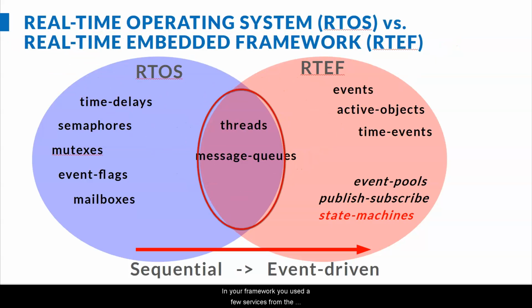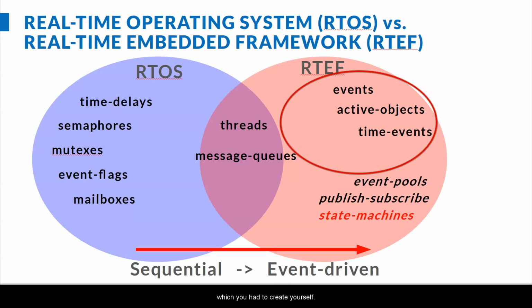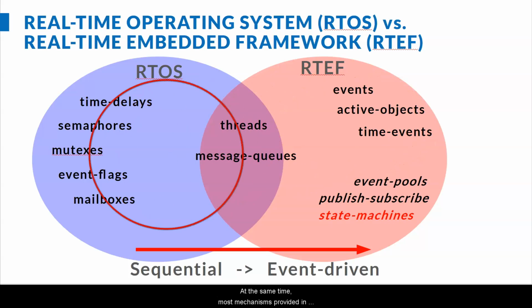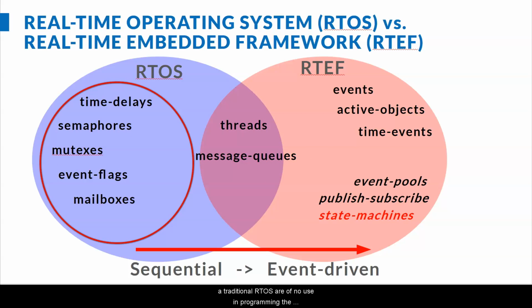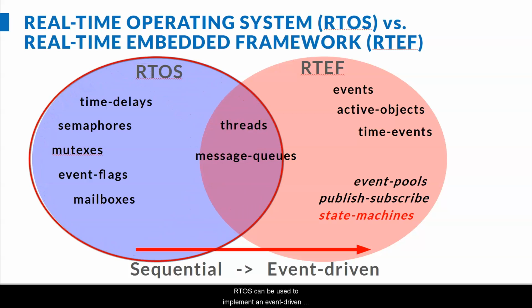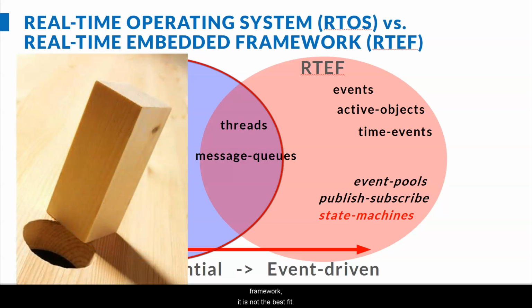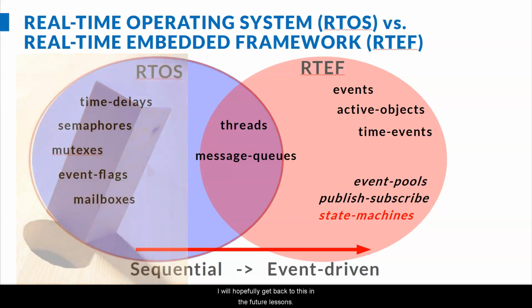In your framework, you used a few services from a traditional RTOS, such as threads and message queues, but the traditional RTOS does not provide much else needed in event-driven programming, which you had to create yourself. At the same time, most mechanisms provided in a traditional RTOS are of no use in programming the event-driven active objects. Not only they are not helpful, they can be outright harmful because most of them are based on blocking, which is not allowed inside active objects. At the end of the day, even though a traditional RTOS can be used to implement an event-driven framework, it is not the best fit. I will hopefully get back to this in the future lessons.